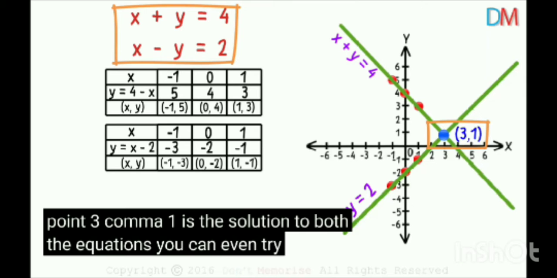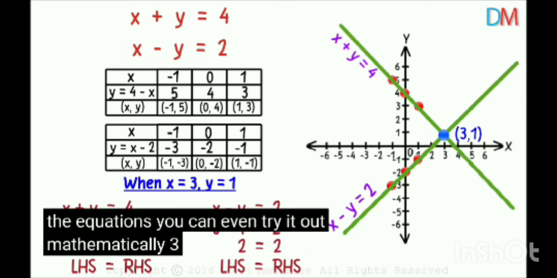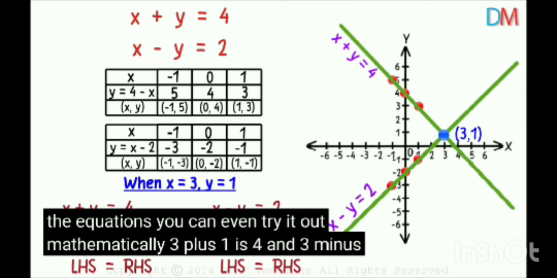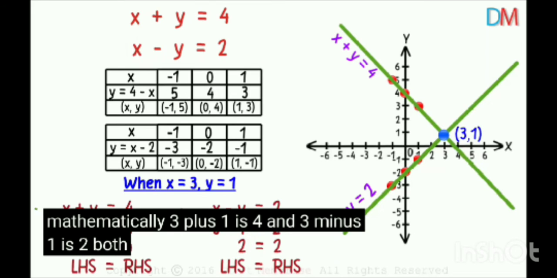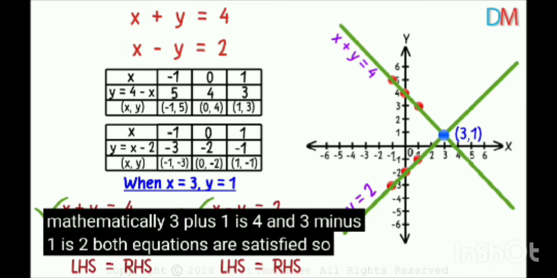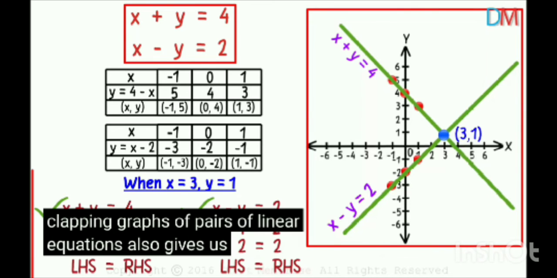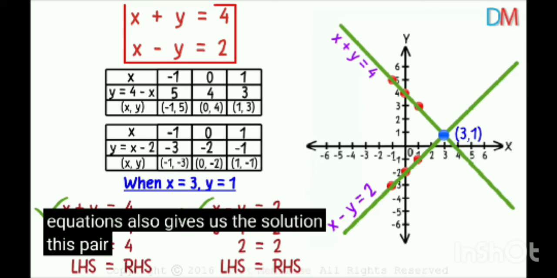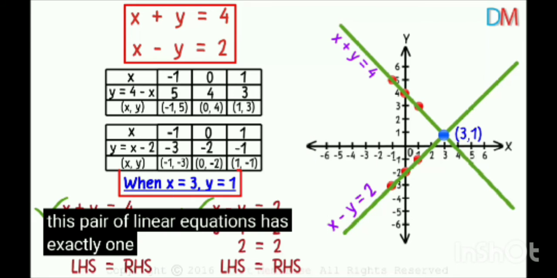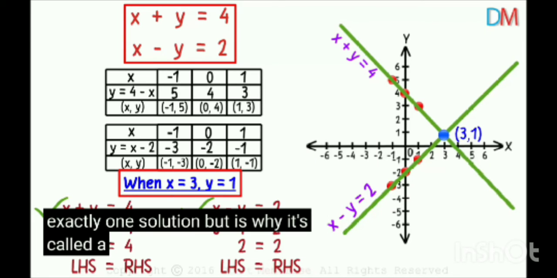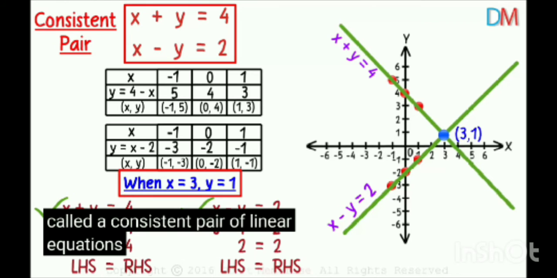You can even try it out mathematically. 3 plus 1 is 4 and 3 minus 1 is 2. Both equations are satisfied. So plotting graphs of pairs of linear equations also gives us the solution. This pair of linear equations has exactly one solution, which is why it's called a consistent pair of linear equations.